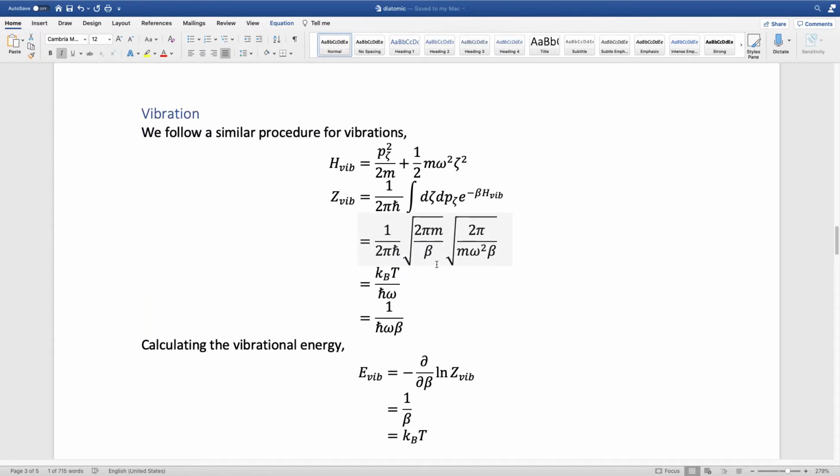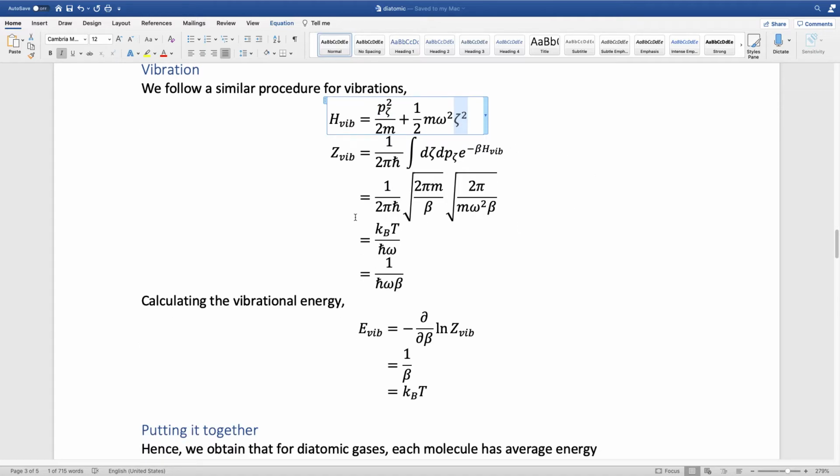Now for vibration, we repeat a similar procedure, except that now we have a kinetic term and a potential term, because vibration is essentially a spring-mass system. You have two balls connected with a spring. So for the vibration, you integrate over position, or rather displacement between the two balls, and momentum as well. And you get two Gaussian integrals once again, and we get this result.